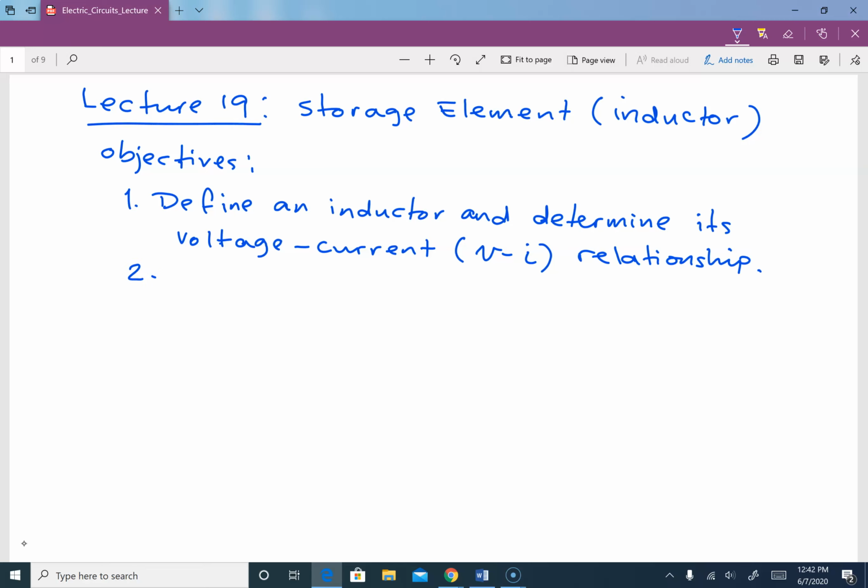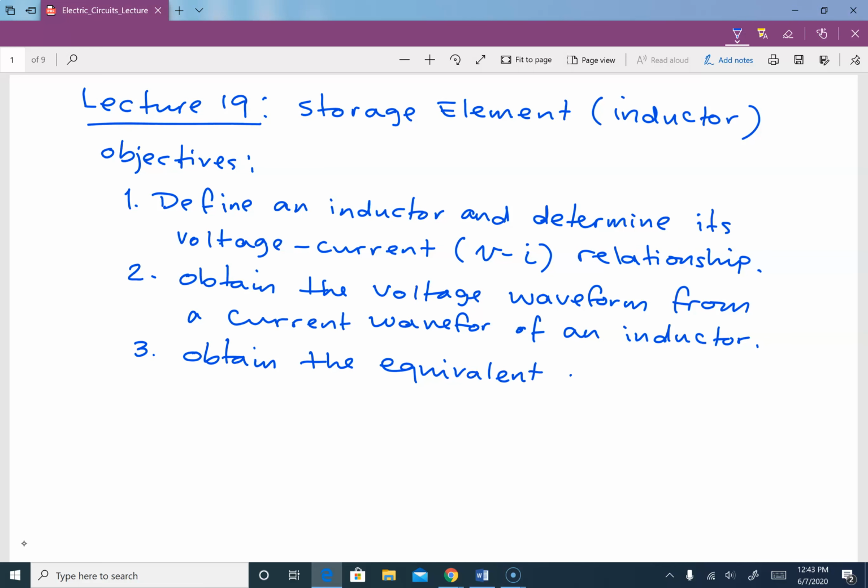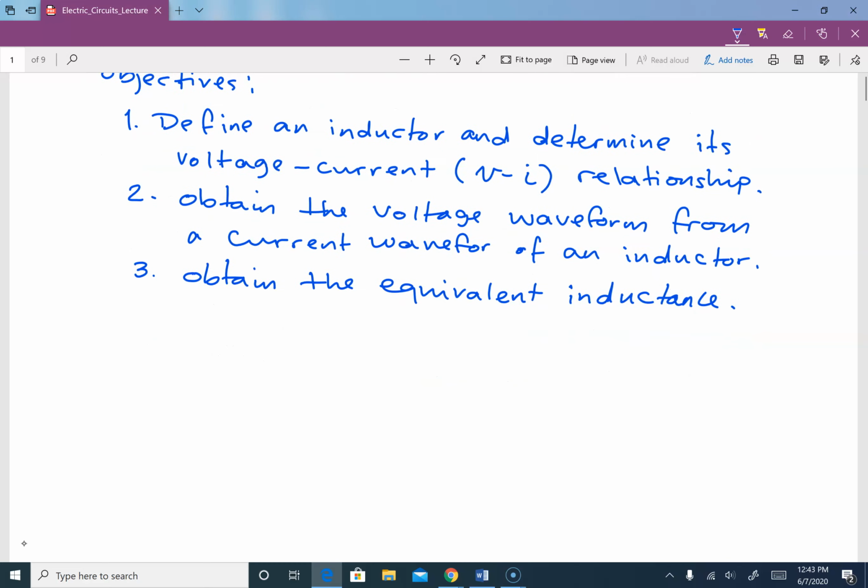And the second objective is to obtain the voltage waveform from a current waveform of an inductor, and the last objective here is to obtain the equivalent inductance. So we are gonna go over these three objectives.